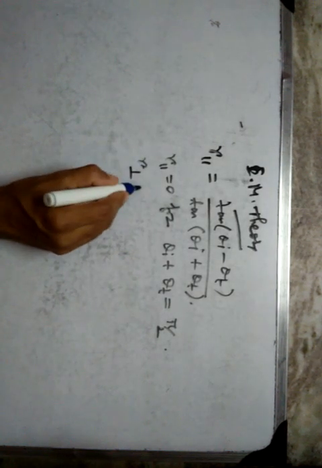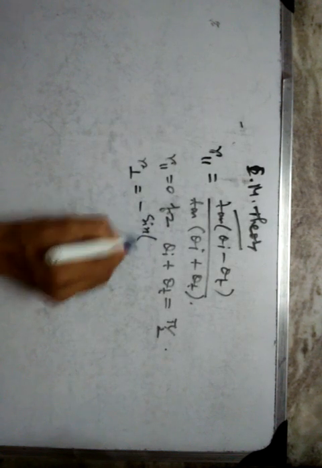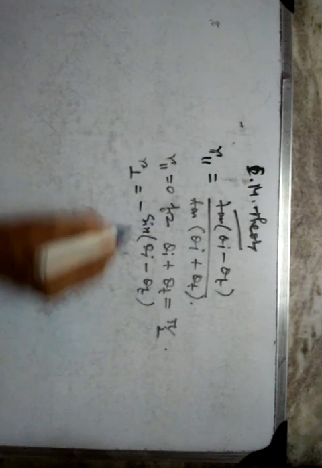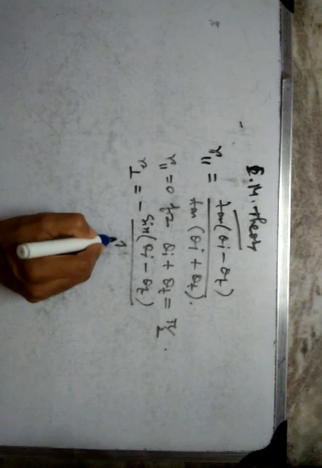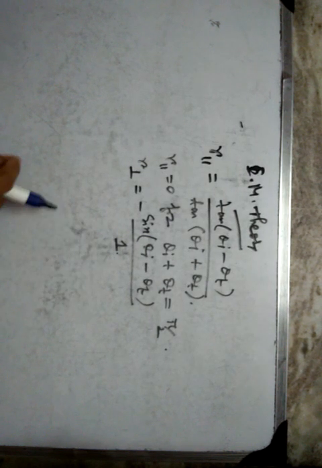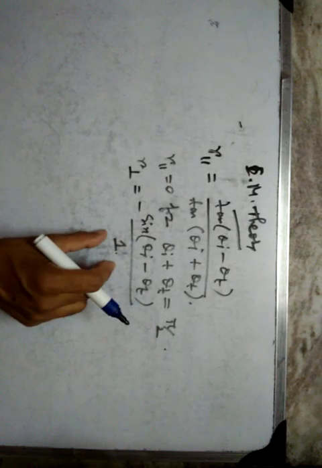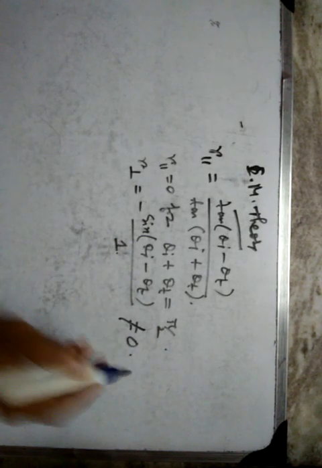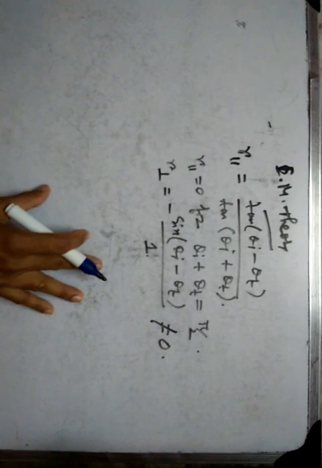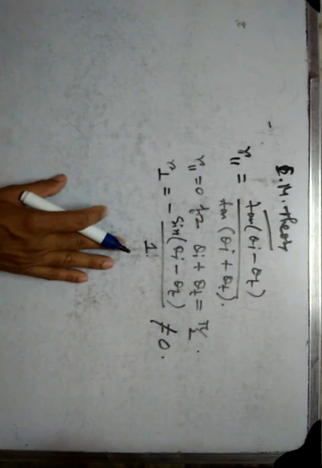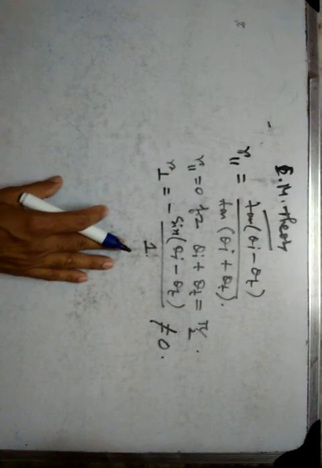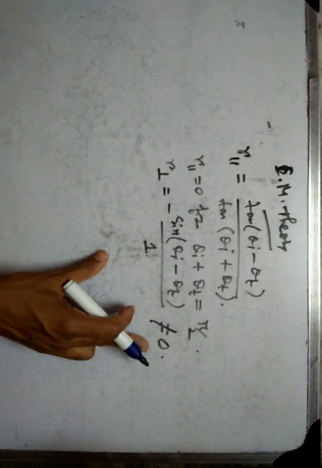Then R perpendicular equals minus sin(θi − θt) divided by sin(θi + θt), and sin(π/2) is non-zero. That is, the electric field polarized normal to the plane of incidence is partly reflected because it is non-zero.